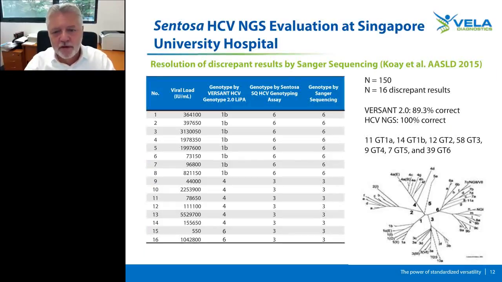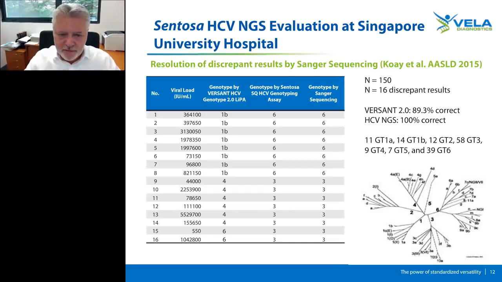Now, a couple of data on the performance of the assay. This is an early study which was presented by Professor Coy from the Singapore University Hospital in 2015 at the American Liver Meeting. They looked at 150 samples and used the Lamprobe assay, which was established in their laboratory, the Versant HCV from Siemens, and comparing the NGS assay to the Lamprobe assay, they found 16 discrepant samples, as shown here. The Versant detected finally 90% correctly, and the NGS 100% correctly.